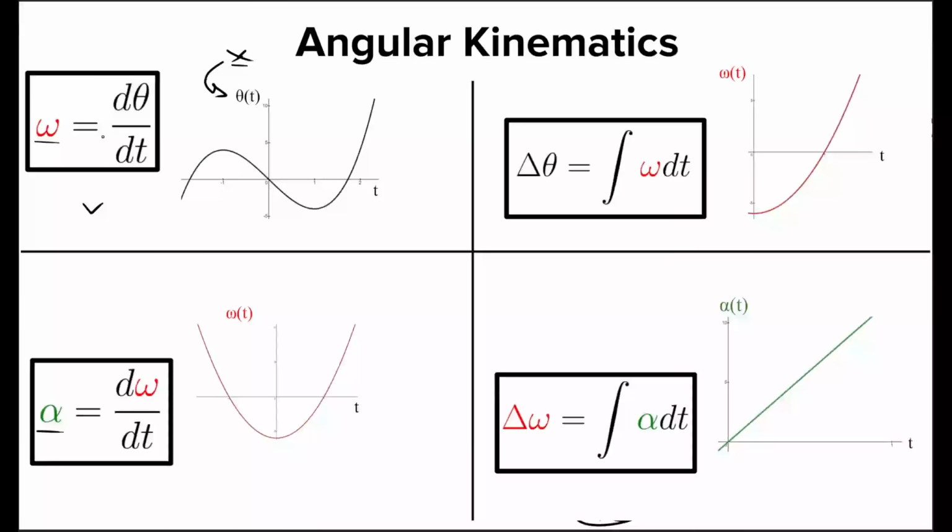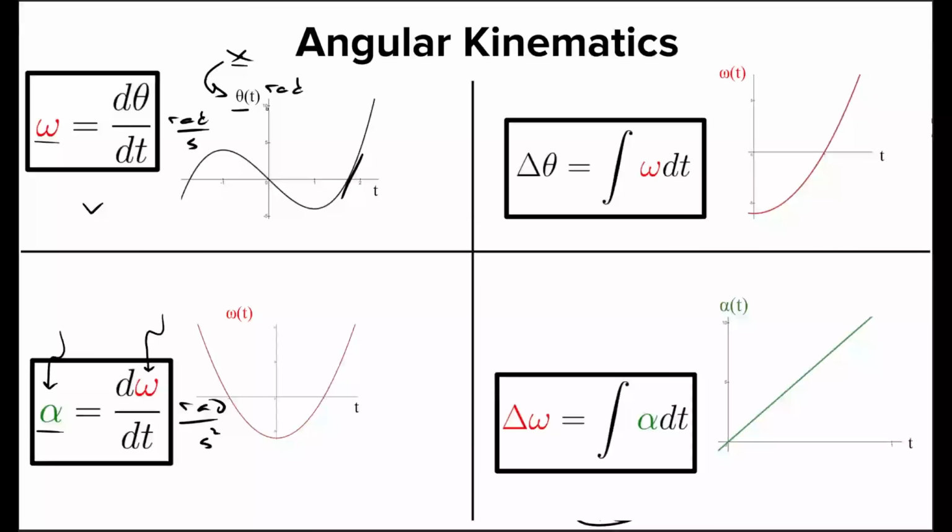And their definitions are the same. Omega, the angular velocity, is the derivative of the angular position. And the angular acceleration is the derivative of the angular velocity. Theta typically has units of radians. That means omega is in units of radians per second, and alpha is in units of radians per second squared. And all the interpretations hold.